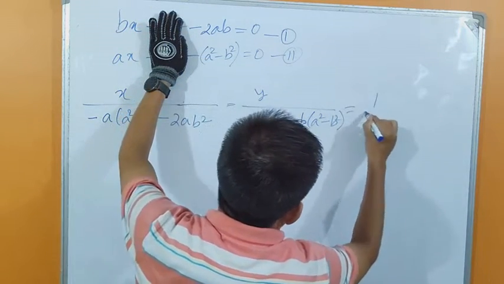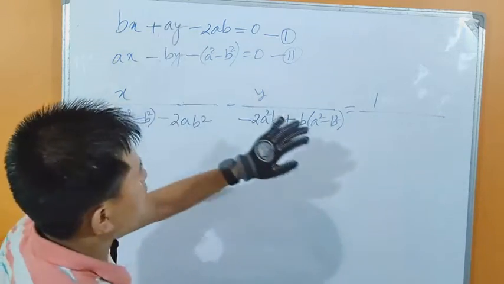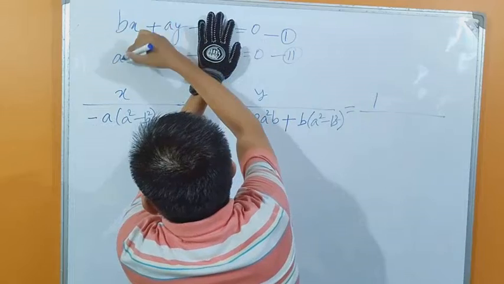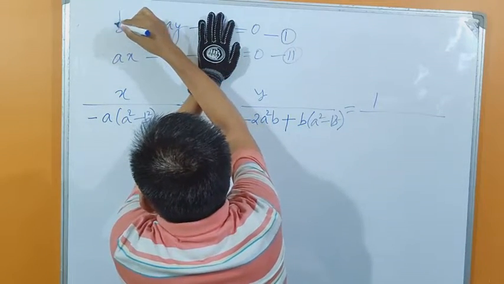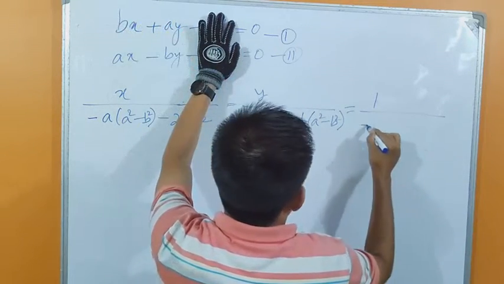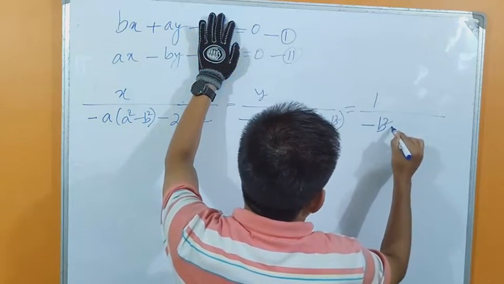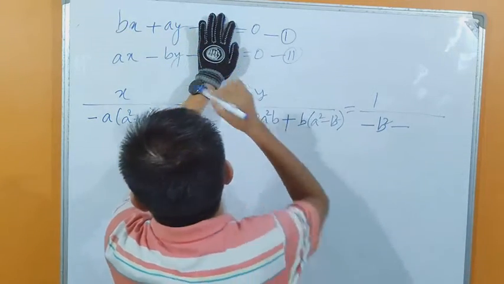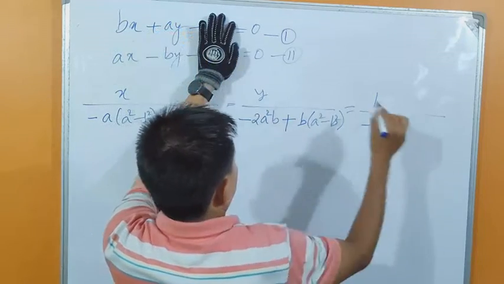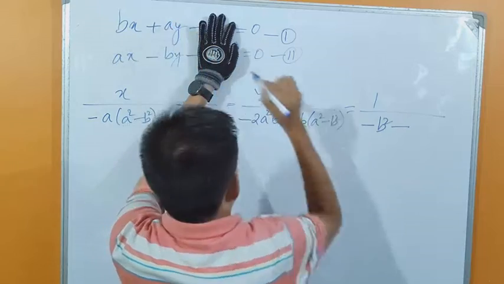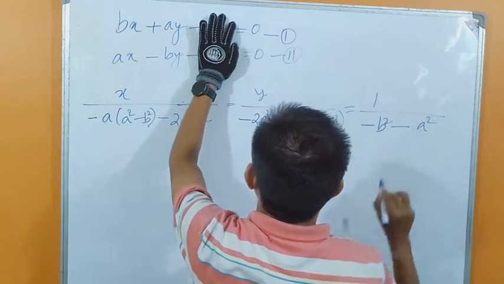Equals 1 upon. To write the values below 1, we cover this constant term and multiply this. Among these two numbers, we choose the upper one first. Plus into minus is minus. B into B, B square. Then comes minus from the formula. Plus into plus is plus. So plus into this minus is minus. A into A is A square.